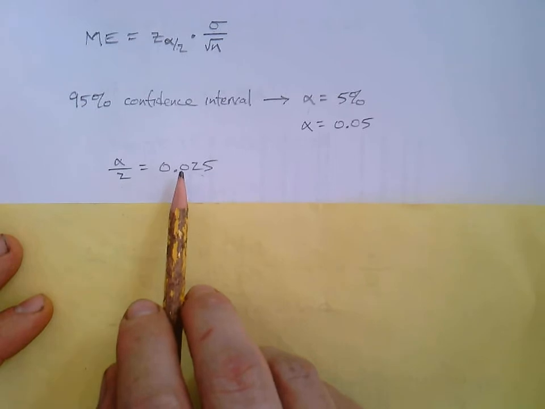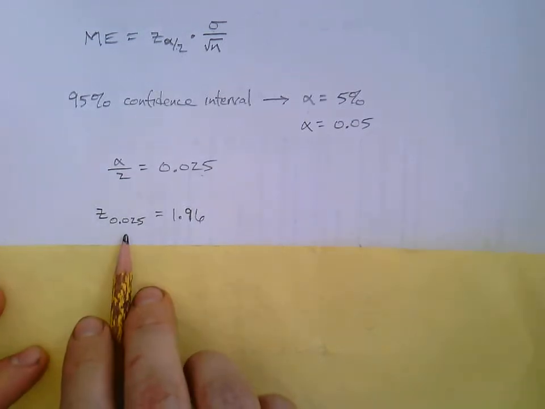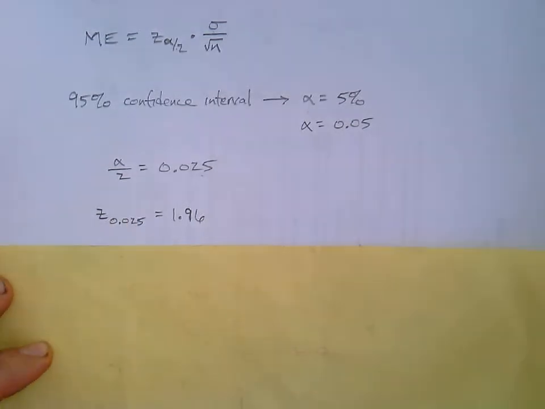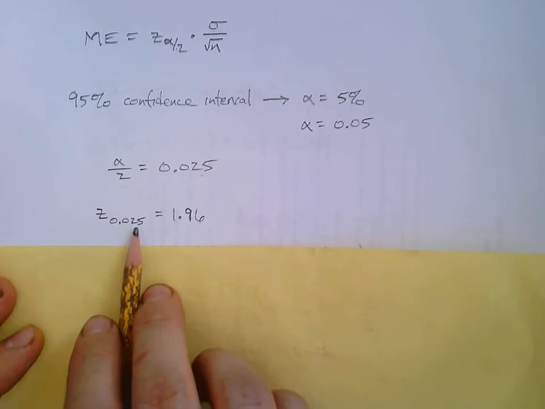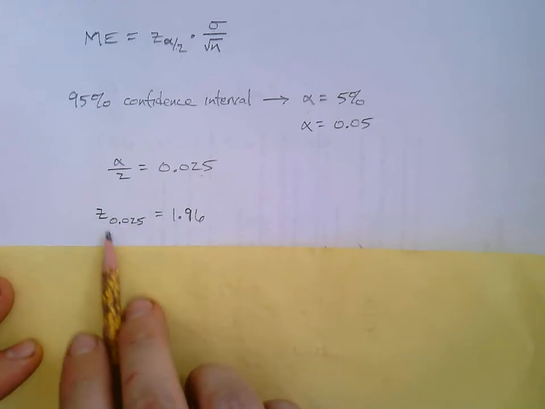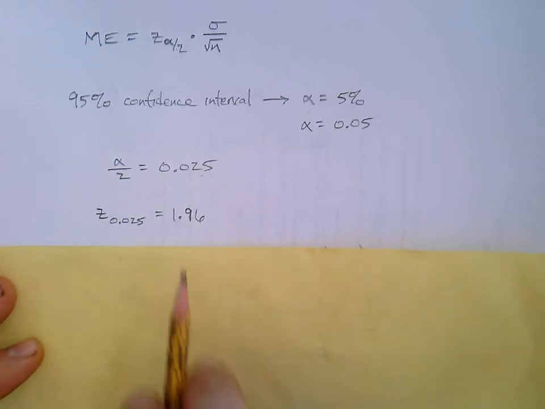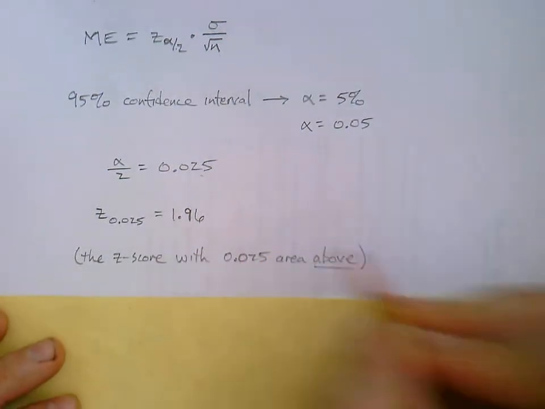Z sub 0.025. And if you remember what Z sub alpha means from chapter 6, that alpha is the probability above a certain Z-score. So it's like you're trying to find the Z-score that has a probability of 0.025 above it. And it turns out that this one with 0.025 would equal a Z-score of 1.96. The Z-score with 0.025 area above.